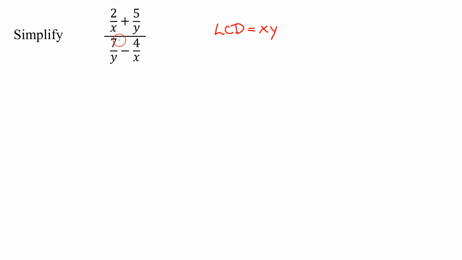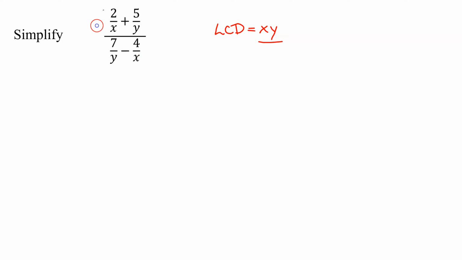Now go to the denominator. The first term is 7 divided by y. Do I already have a y in my LCD? Yes, don't need another one. Go to the last term in the denominator, 4 divided by x. Do I already have an x in my LCD? Yes. So this is the LCD of all the terms in the numerator and the denominator.